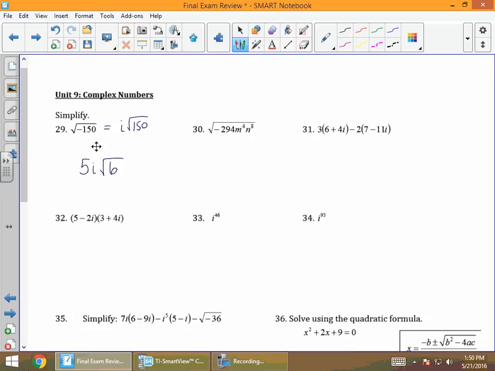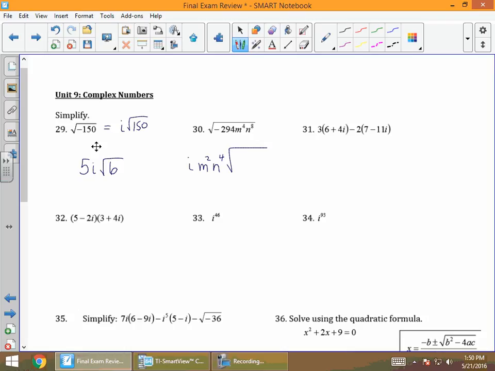Number 7, square root. Let's take a look at it the same way I did in the last video. You'll notice I'm not doing a whole lot different. M to the 4th, so I can take out m squared. N to the 8th, I can take out n to the 4th, because 8 divided by 2 is 4. And then the negative 294. It's negative, so there's going to be an i that comes out.